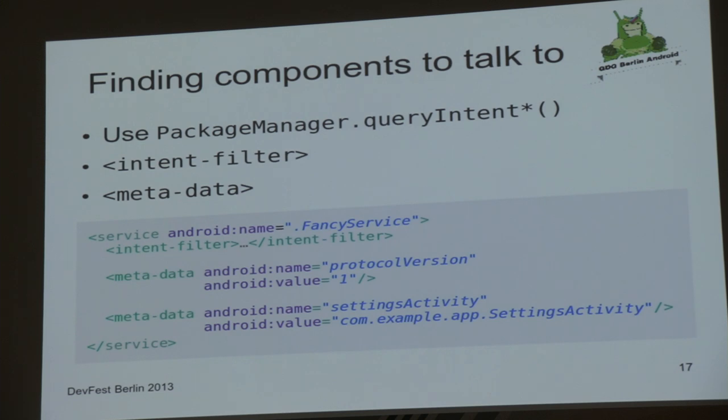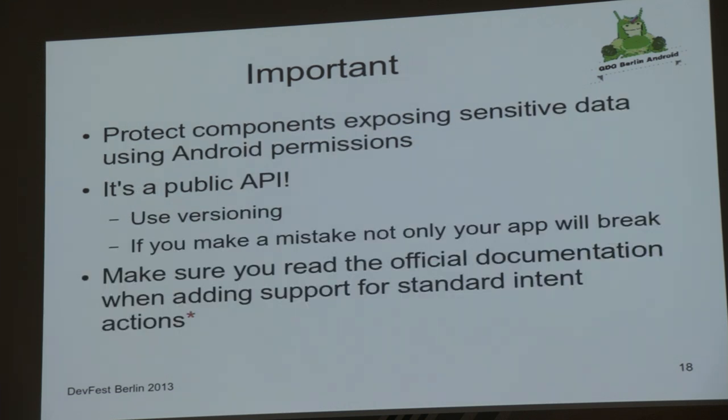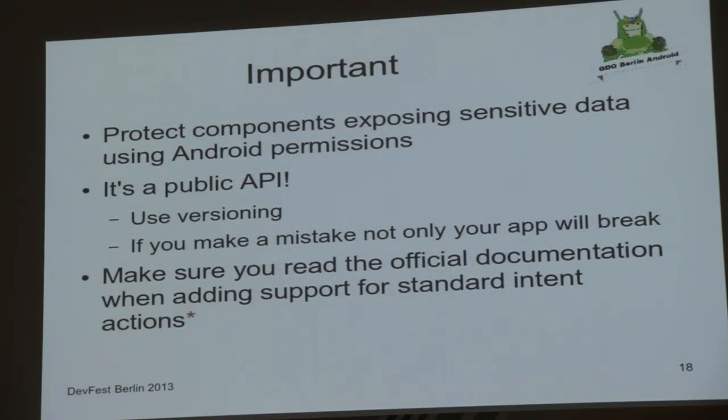What I didn't talk about before, but what's really important, is protecting the components you expose. For example, if you expose the message list or the contents of email messages, you don't want every app installed to be able to access that. You want apps that want to access the mail to request a certain permission at install time. So you don't want to give every app the permission to read the email.